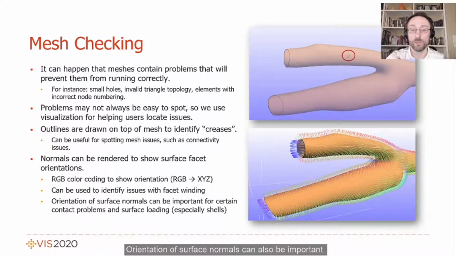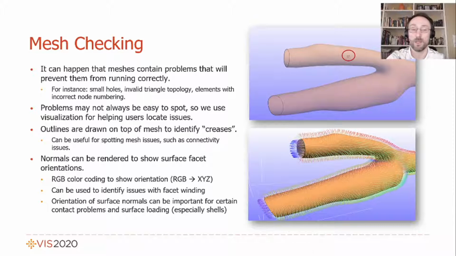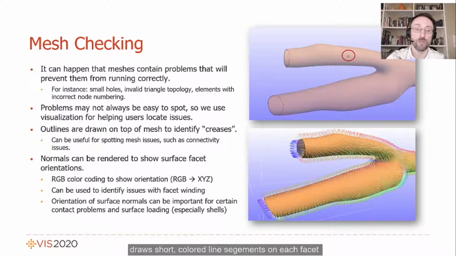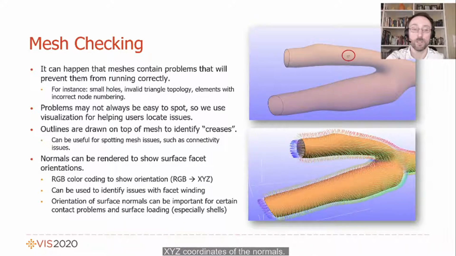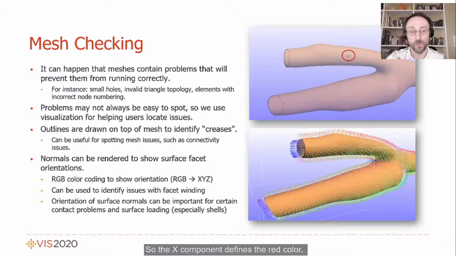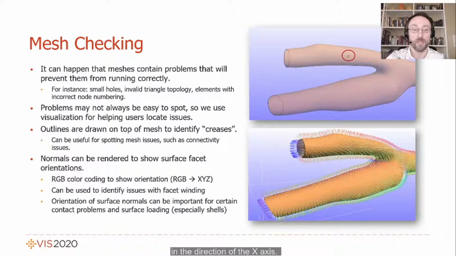Orientation of surface normals can also be important for mesh generation and for certain types of analysis like contact problems and surface loadings. So to visualize the normals, FEBio Studio draws short colored line segments on each facet that are RGB color coded, by which I mean that the color is determined by the XYZ coordinates of the normal. So the X component defines the red color, the Y component the green color, and the Z component the blue color. So for example, a red vector would point in the direction of the X-axis.